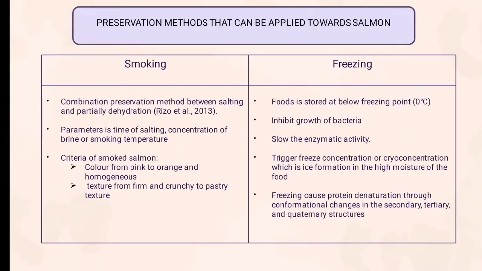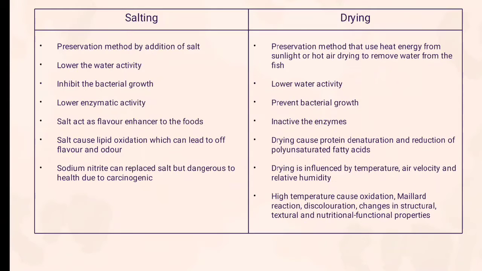There are 4 preservation methods that can be applied towards salmon. Firstly is smoking. Smoking is a preservation method that combines salting and dehydration. Freezing is a preservation method that stores food at below freezing point. Salting is a preservation method by addition of salt, and drying is a preservation method that uses heat energy from sunlight or hot air drying to remove water from the food.